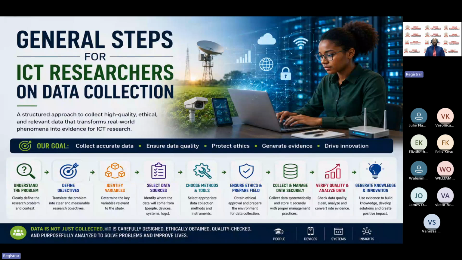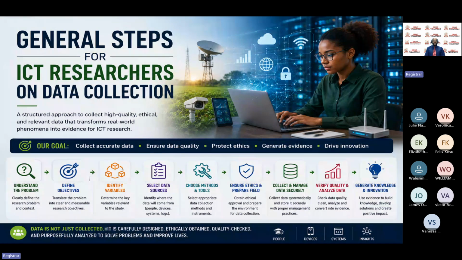You either make a new knowledge or you bridge the gap between the knowledge, either in the practice or in different scenarios. So we use evidences to build knowledge, develop solutions, and create a positive impact. What is the role of a researcher? The researcher gives practical solutions for problems through research, through scientific method.